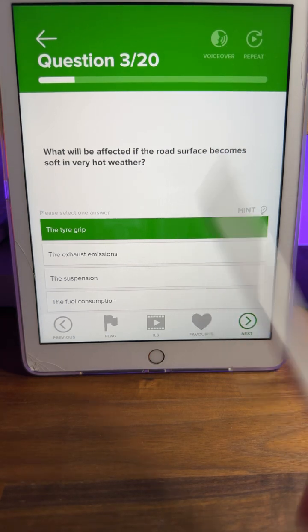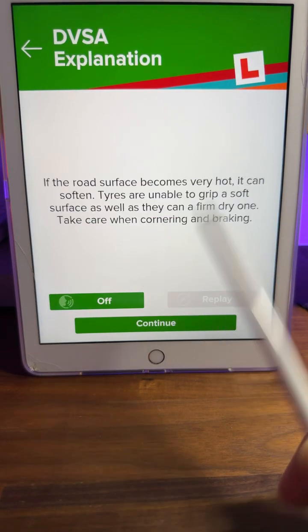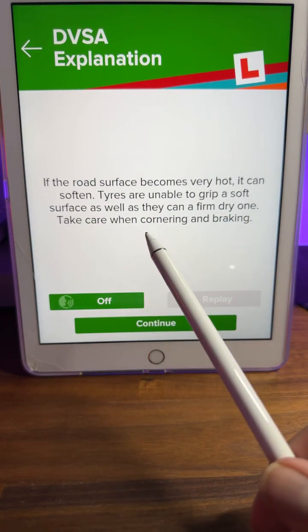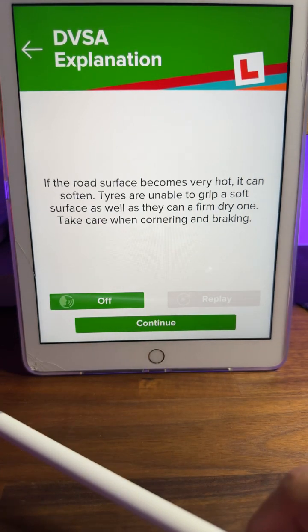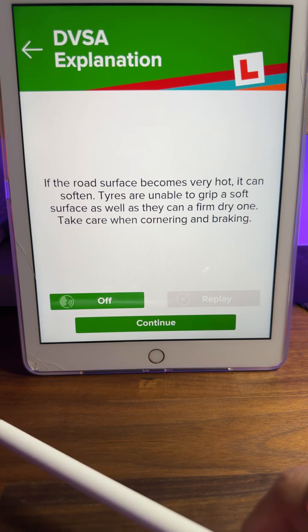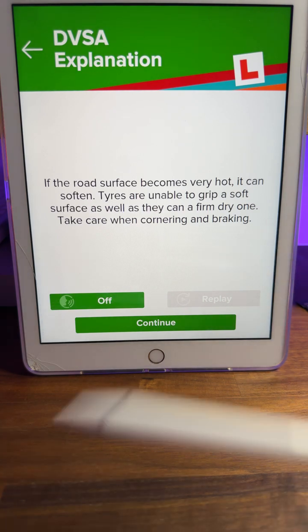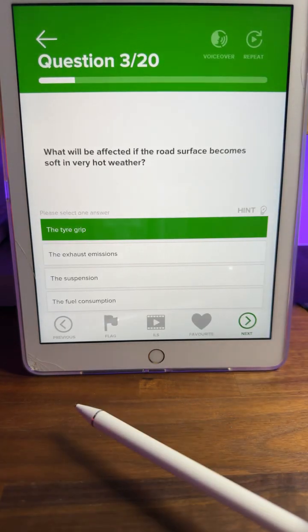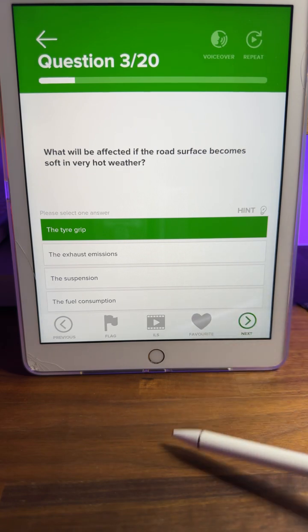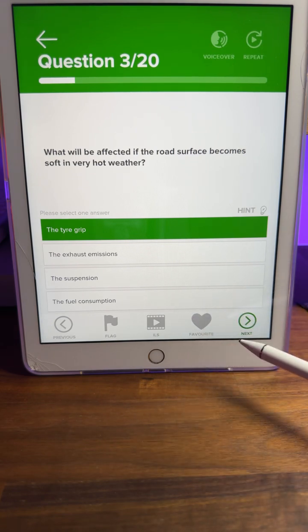Good thing on this app as well, guys. If you're not sure, you can actually click that hint button just there. Let's click. And there's a bit of a good hint there. If the road surface becomes very hot, it can soften. Tyres are unable to grip a soft surface as well as they can a firm dry surface. Take care when cornering and braking. Easy as that. So we know the answer is A. Excellent. Everyone said A. Well done to you.